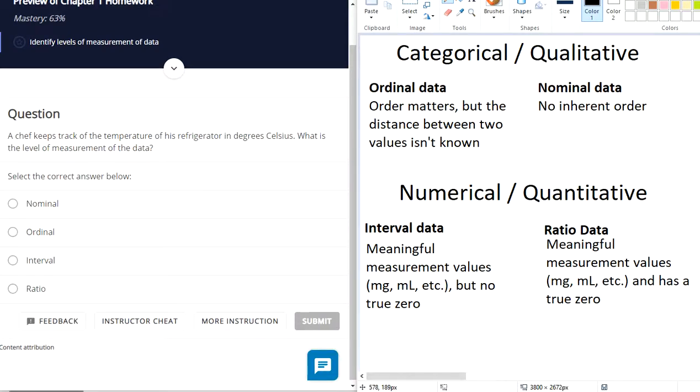So, two big data types. Data is either qualitative or quantitative. It either fits in this top category where it's qualitative data, which is also called categorical data, or it's numerical data, called quantitative data. Numerical data can only be numbers. Categorical data, most of the time it's words, but it can have numbers in it.